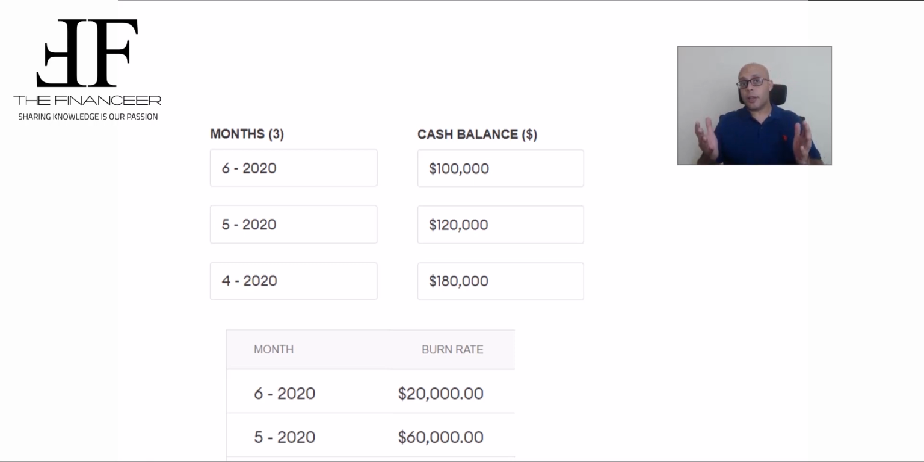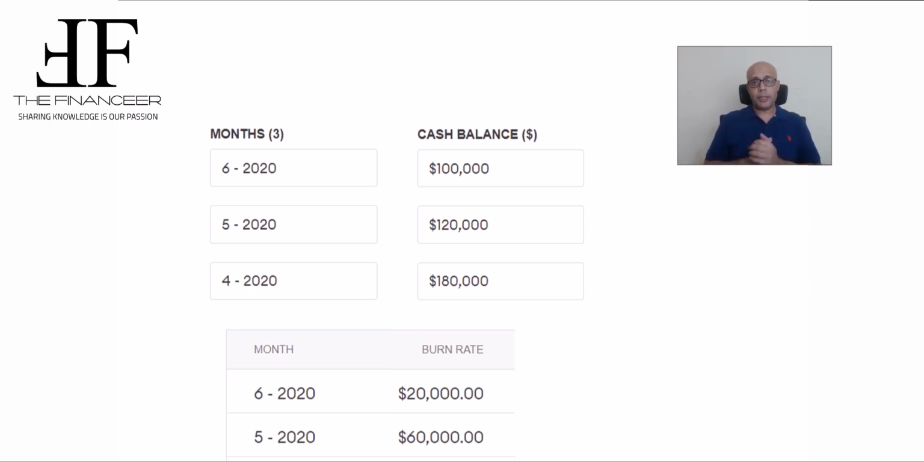Or maybe the company started to take some actions to control the operating expenses and started to reduce the operating expenses and replace some of the services with outsourcing in order to reduce the cost. So now the burn rate decreased in June.